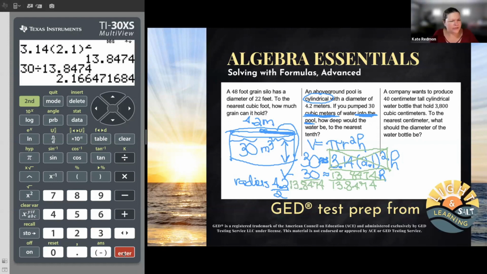And I get 2.166 yada, yada, yada is equal to that height, or depth in this case, of the water. And now whenever you get long, ugly decimals like this, make sure you pay attention to see if there's any rounding direction. So let's see, how deep would the water be? Okay, we're doing to the nearest tenth of a meter. The tenth is 1 decimal place after. So we'll cut off after the tenths.